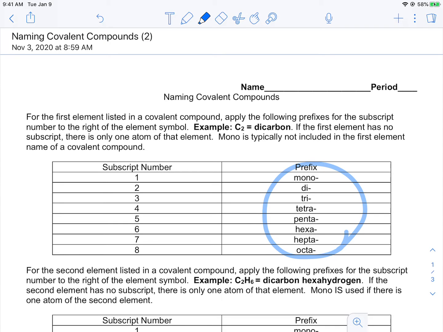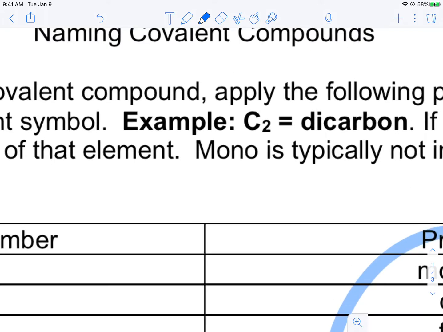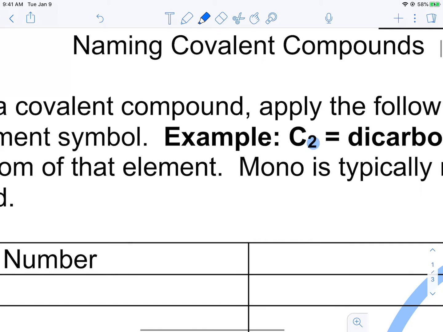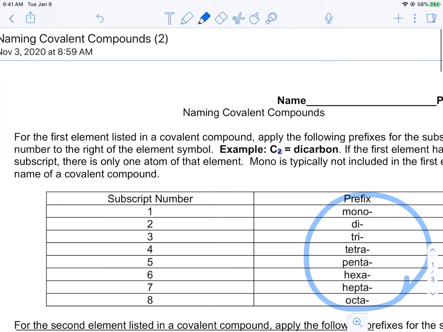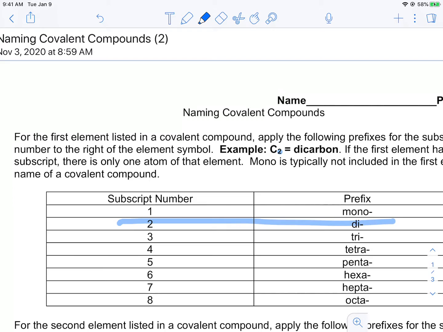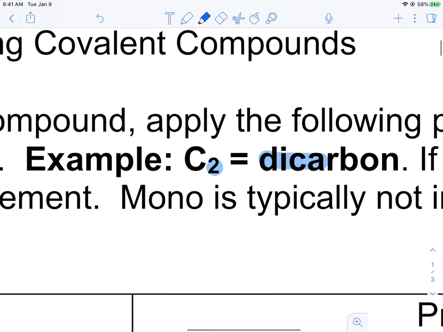And which prefix do you use? That is based off of what subscript number you have to the right of the symbol. So if C for carbon has a subscript of 2 immediately after it, that means that you are going to use the prefix for 2, which is di. So your example would be dicarbon.